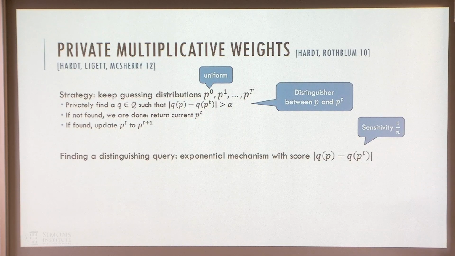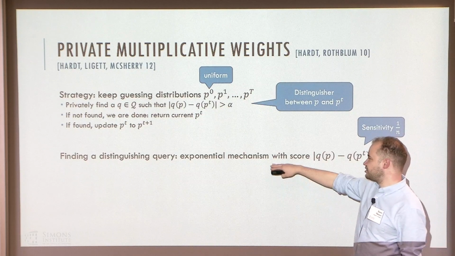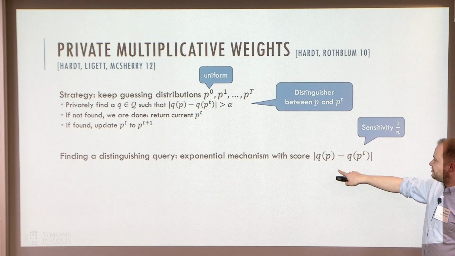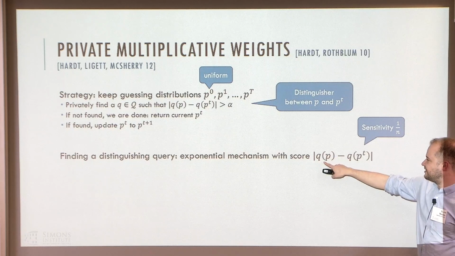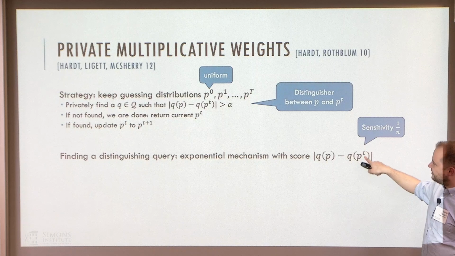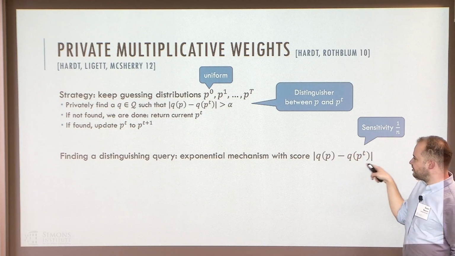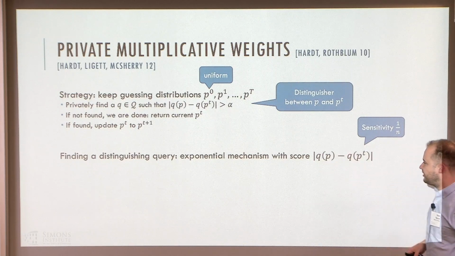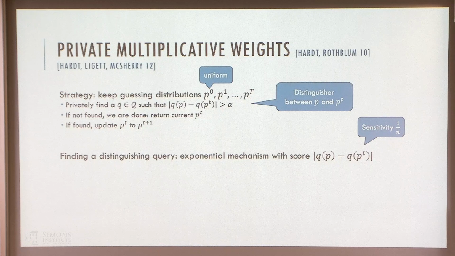And you can find a distinguishing query just by running the exponential mechanism with the score, which is just the error. So this is just the true query answer. This is the thing that's sensitive, minus the thing that's given by my current guess in absolute value. So this is just the error that I'm making on this query. And I choose one query with this score function. And you can see the sensitivity is 1 over n here because the sensitivity of this normalized query answer is 1 over n. And that determines the sensitivity of the score.